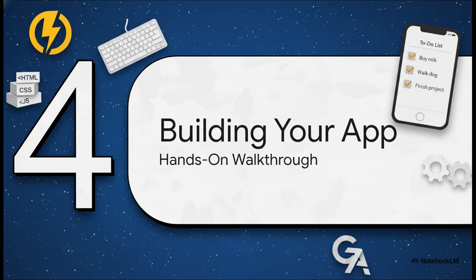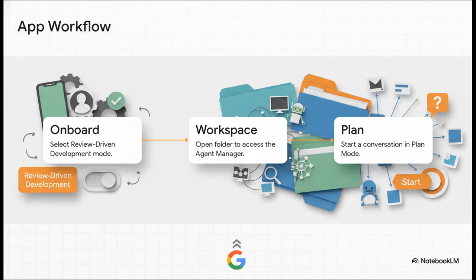Which brings us to Section 4, building your first app. So let's look at how you'd actually use this to build a fast API backend with an HTML and JS frontend to-do app completely from scratch. Step 1. You download the app and begin the onboarding process. Crucially, when asked about your agent mode, you absolutely want to select review-driven development.